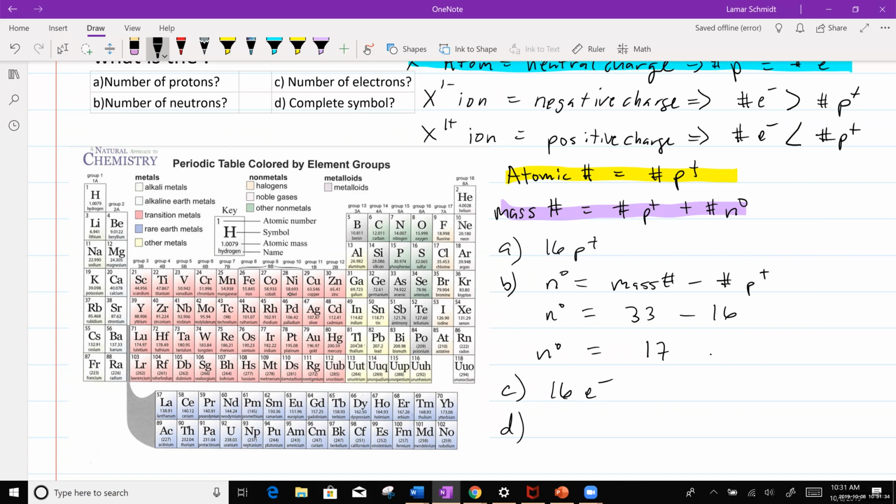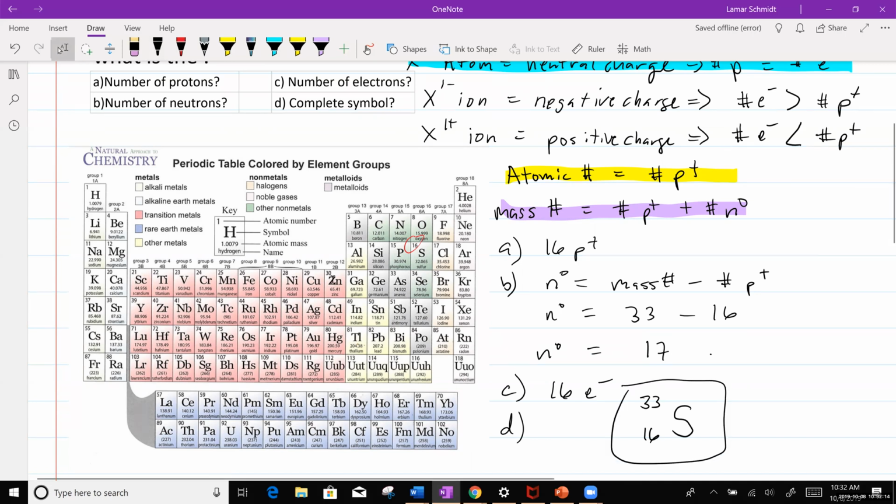And then last, we're drawing the complete symbol. If we know we have something with an atomic number of 16, we have to find what element that is, and we can do that by looking at, you guessed it, our periodic table. We search it high and low, and lo and behold, we find an atomic number of 16, and it is sulfur. So we will write the symbol for sulfur, and then make the complete symbol. In the complete symbol, we have a mass number of 33. That's what we were given. And then our atomic number is 16. And that is our complete symbol for that isotope of sulfur.